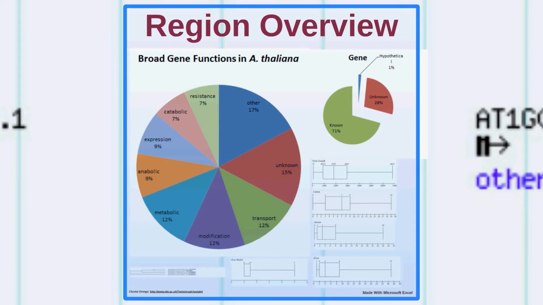Gene function fell into a large number of categories, even when broadly defined, with 17% and 15% falling under other and unknown respectively. Other functions in decreasing order were transport, modification, metabolic, anabolic, expression, catabolic, and resistance. Resistance, even though it had the lowest, was still 7% or 4 genes, which is pretty high considering that we're looking at a region that hopefully had resistance genes, but we didn't know.